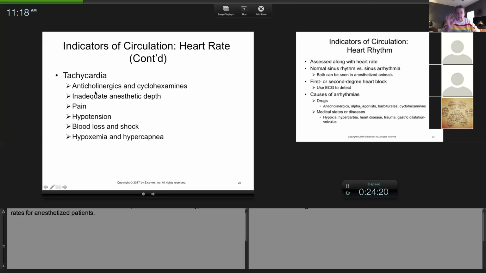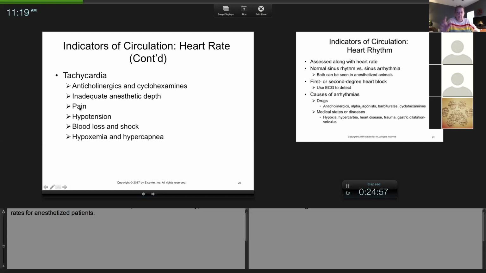One of the main things, and this is where most people think, is that they're not deep enough. If they're too light, like when I turned down Blitz, I was expecting tachycardia when she clamped, because sometimes when they get to that part of the procedure, I get a tachycardia, meaning maybe they're a little light, and then pain. So if they're not deep enough, they're going to be able to feel pain, and you'll start to see an increase in heart rate.